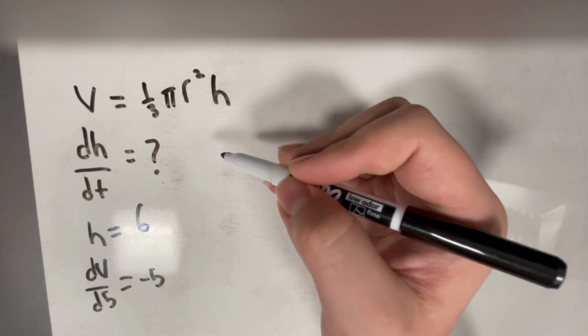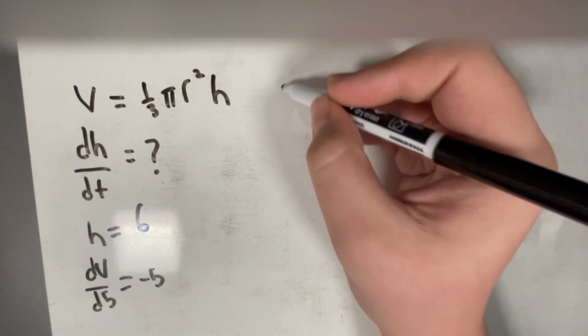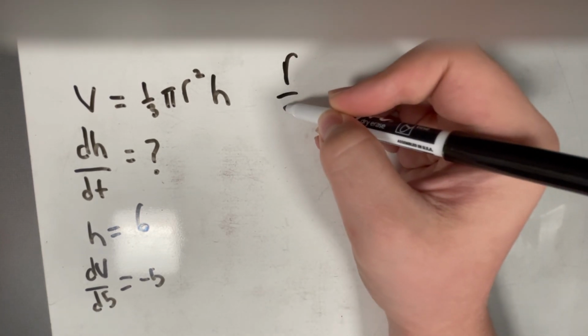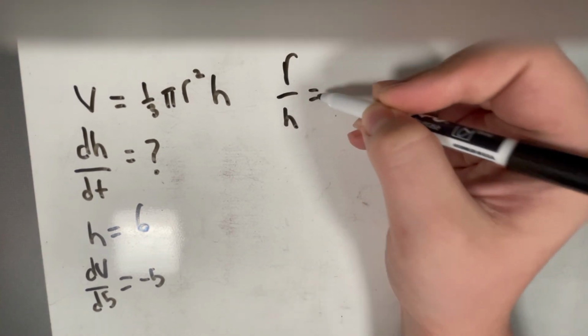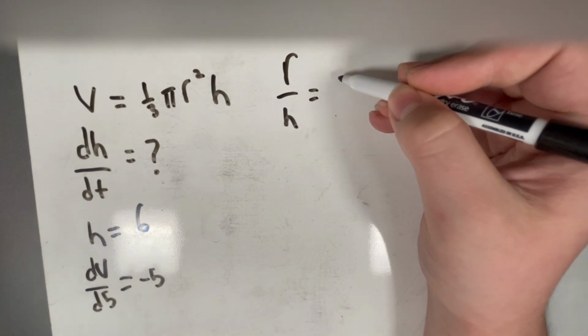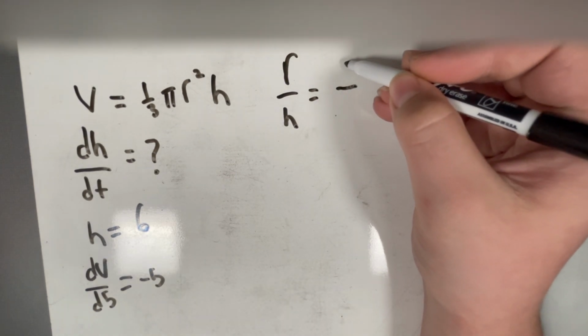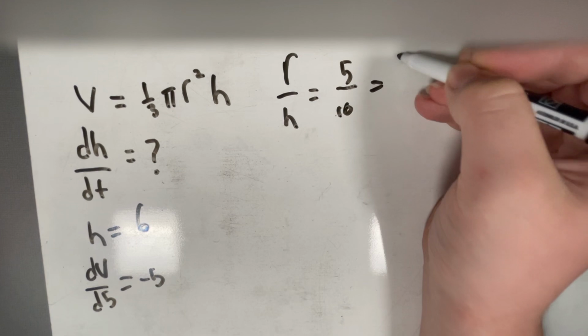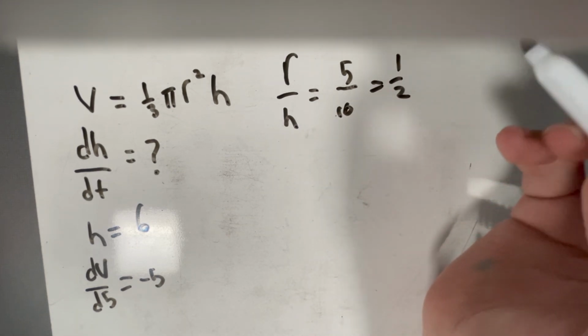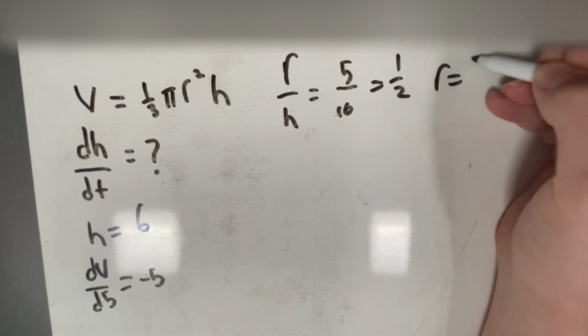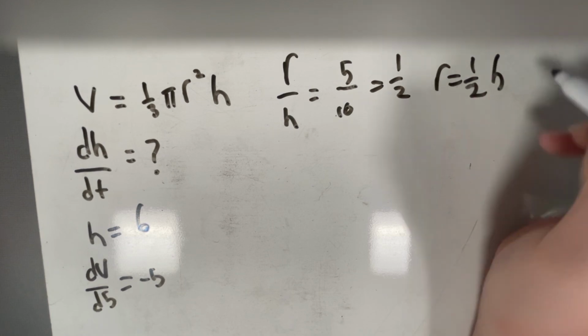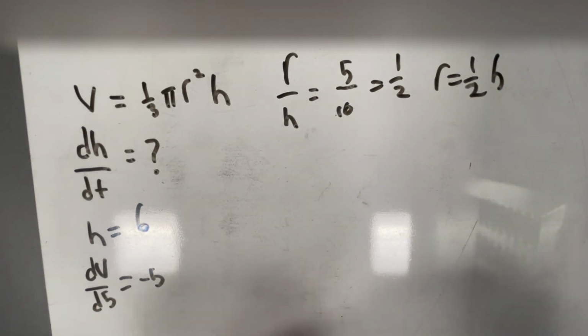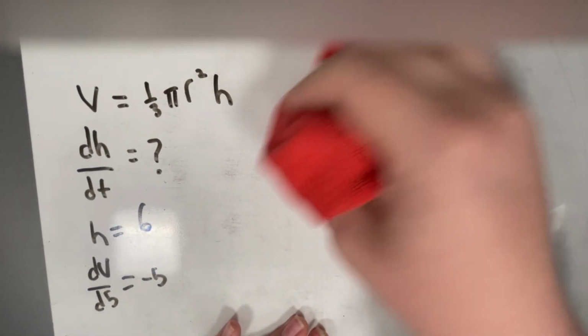Luckily for us, this is a cone, and cones are proportional. So in a cone, r over h is always going to be the same ratio. From the information in the problem, it's 5 over 10, which simplifies down to 1/2. Therefore, r is going to equal 1/2 h. Now I'm going to erase that just so we have enough space, but just remember, r is equal to 1/2 h.